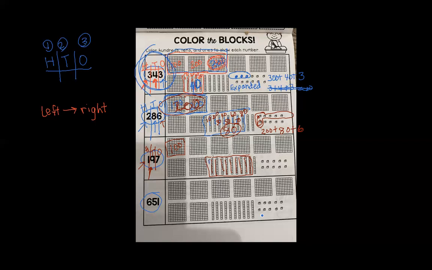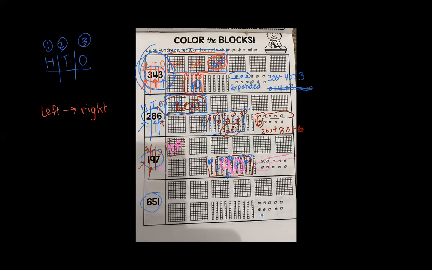Let's count by tens. 10, 20, 30, 40, 50, 60, 70, 80, 90. So the value is 90 for my tens place. I'm going to write 90. That's the value of my tens place. The value of the hundreds place is 100. The value of my tens place is 90. And how many ones do I have? 7.